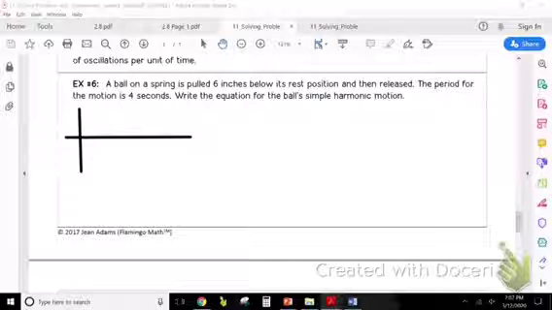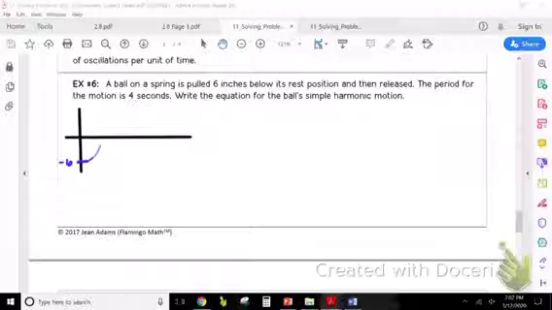Well, that's my x and my y axis there. The ball on the spring is pulled 6 inches below rest. So it's going to be pulled down here. Let me get a different color. 6 inches below, so it's -6, right? And it's released. So what happens when you release the spring?